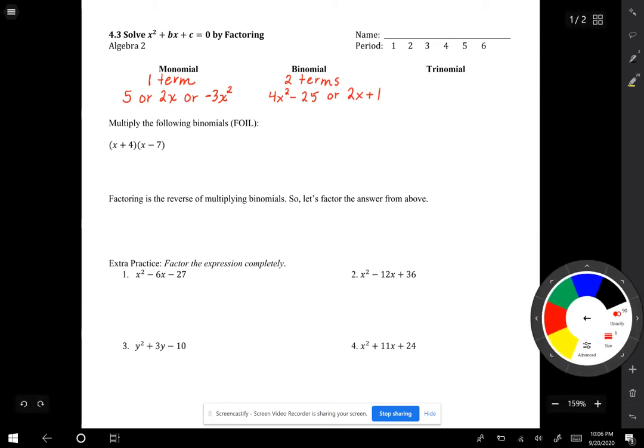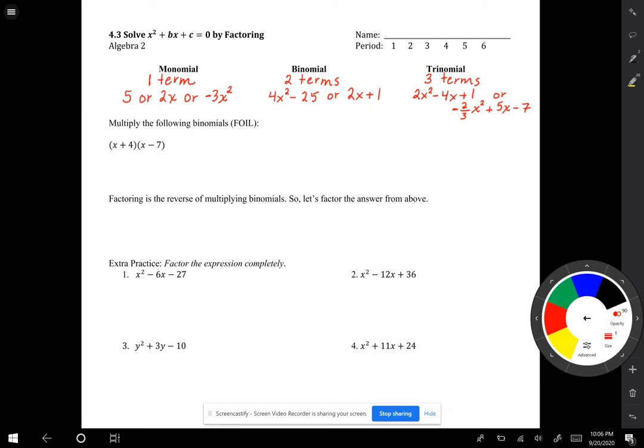And then the last type is called a trinomial, and it has three terms. Example, 2x squared minus 4x plus 1. Another one, negative 2 over 3 times x squared, that's your first term, plus 5x minus 7. There are three terms there. That is a trinomial.